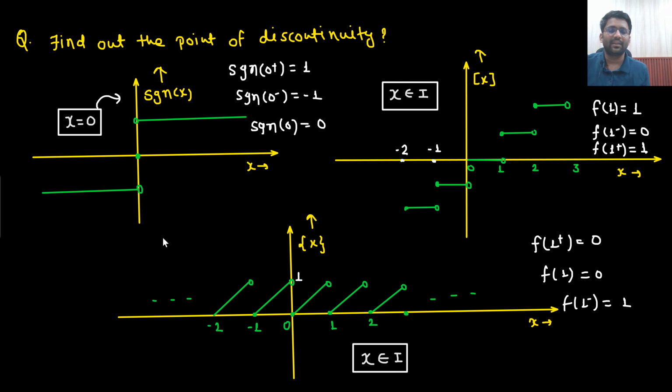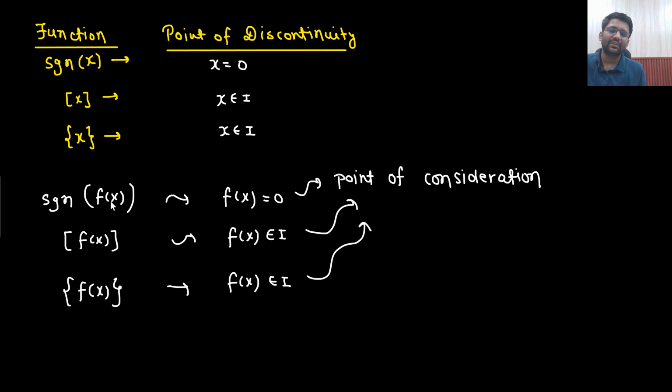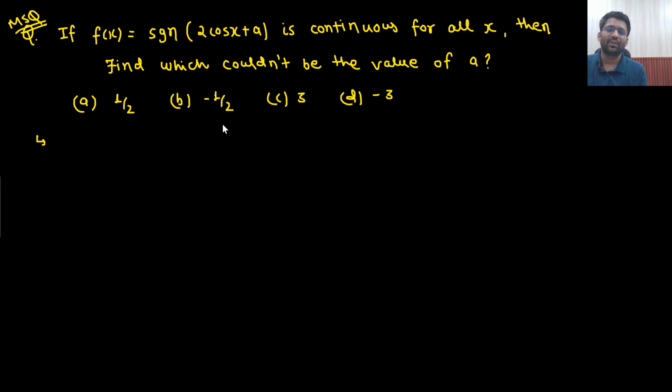So do you understand where signum x is discontinuous? Sir, at x equals 0. Do you understand where greatest integer function is discontinuous? Sir, at x equal to integers. And where is the fractional part of x discontinuous? Sir, at x equal to integers only. And if there is some function mentioned inside, then I will check at f(x) equals 0 in case of signum, and in case of greatest integer and fractional part when f(x) becomes an integer. Understandable? Let's see some questions, it will be clear to you.